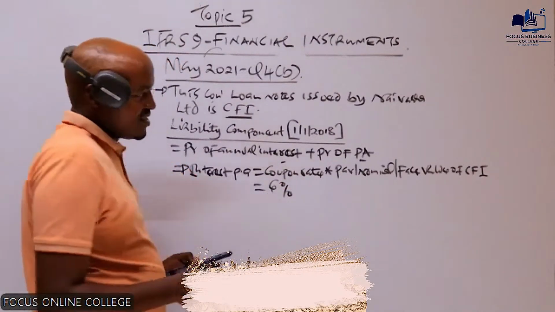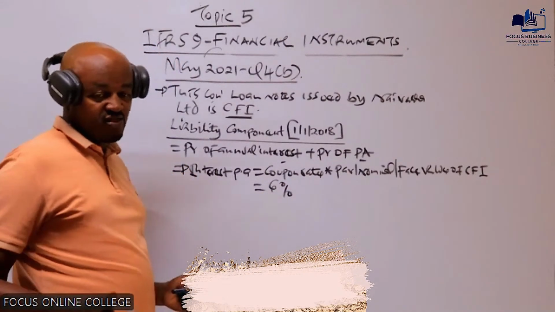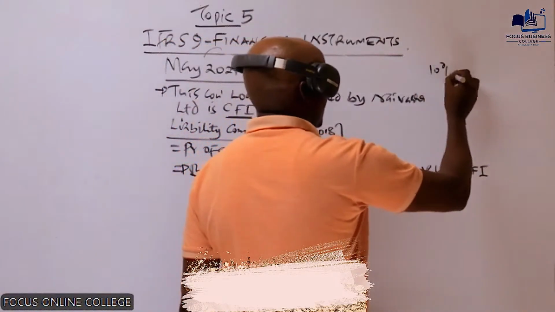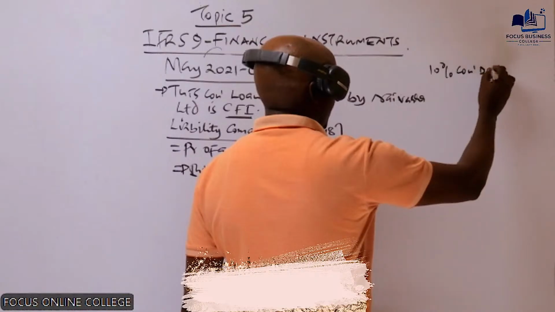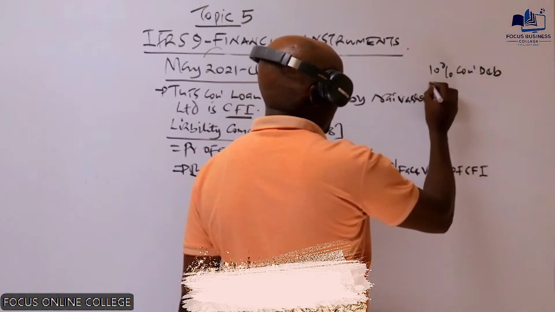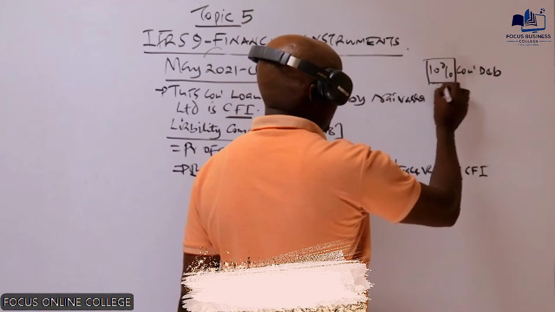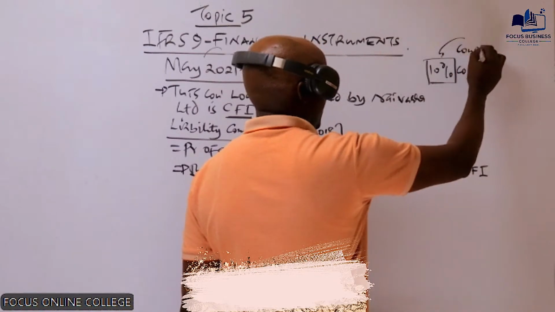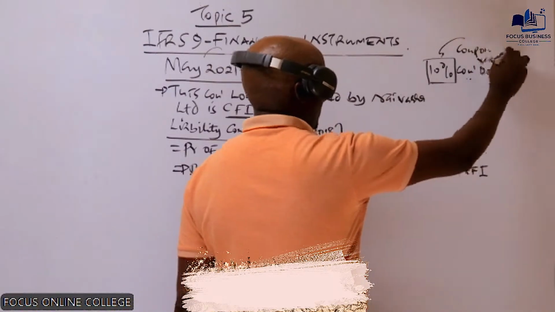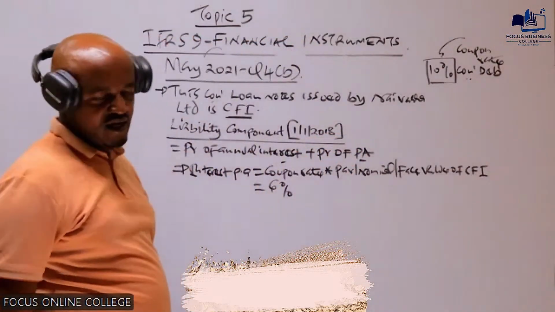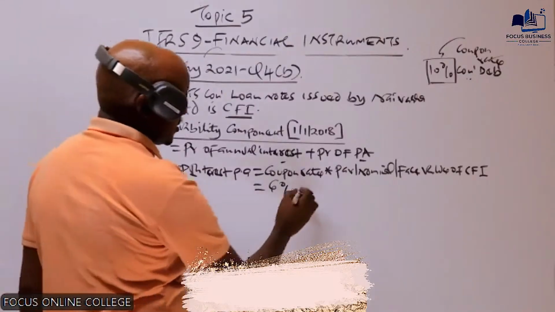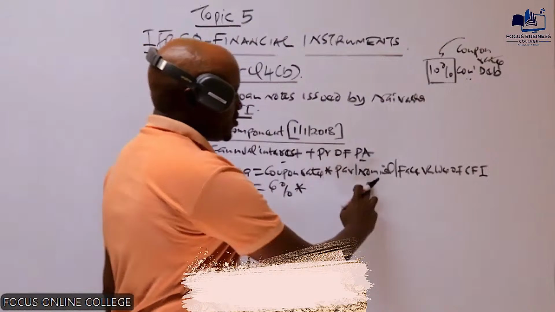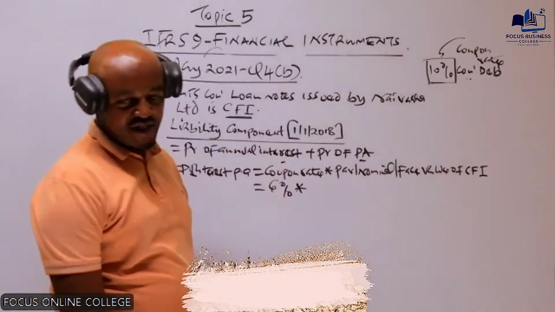But in most cases, the examiner will not tell you which interest rate is the coupon rate. But if you're given something like 10% convertible debentures, this particular interest, which comes before the name of the compound financial instrument, is what you refer to as the coupon rate. The coupon what? Rate. Yes, but in our case, we are told the coupon rate is 6%.